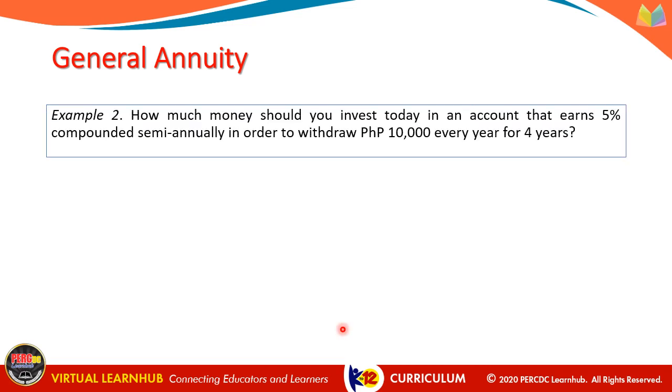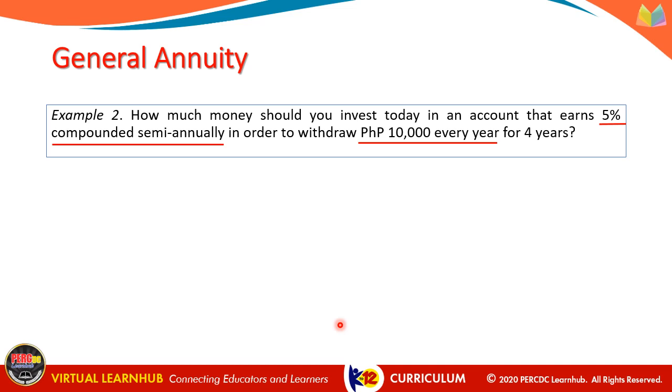Let us now go to example number 2. How much money should you invest today in an account that earns 5% compounded semi-annually in order to withdraw 10,000 pesos every year for 4 years? This is another general annuity problem. We can see that the 10,000 pesos withdrawal is done every year or annually, but the interest is compounded semi-annually. That is 5% compounded semi-annually. The withdrawal does not coincide with the interest interval. This is a general annuity problem.